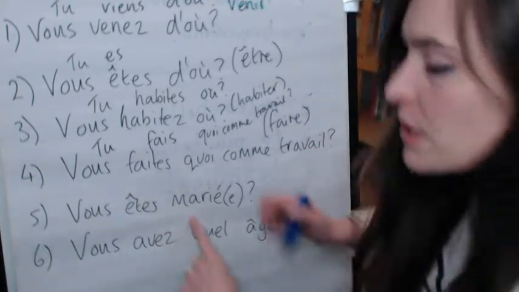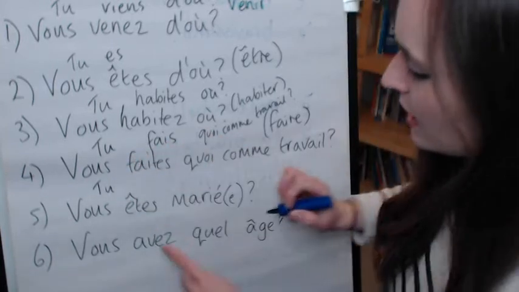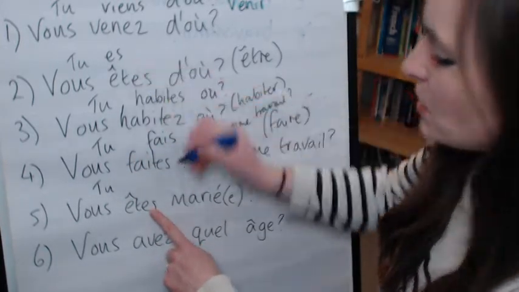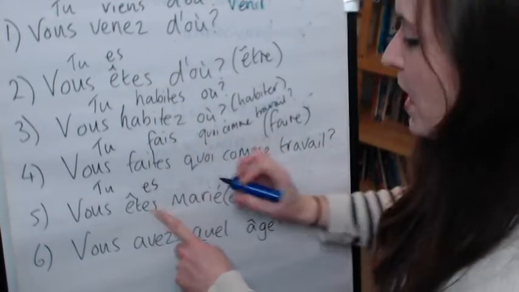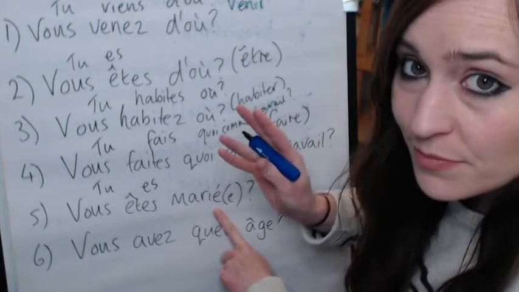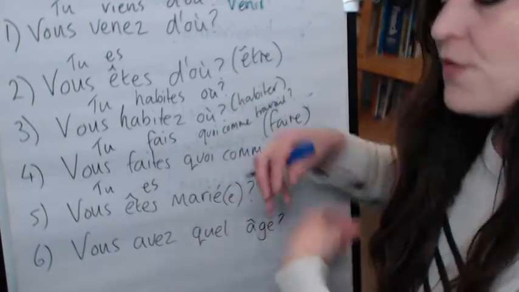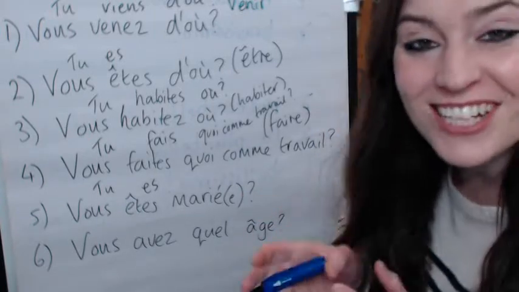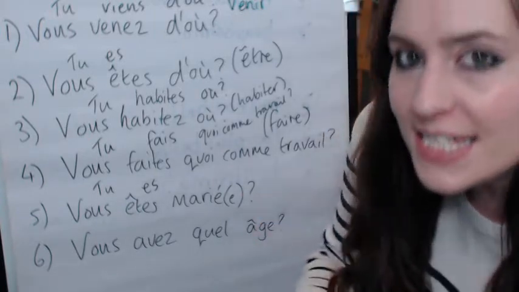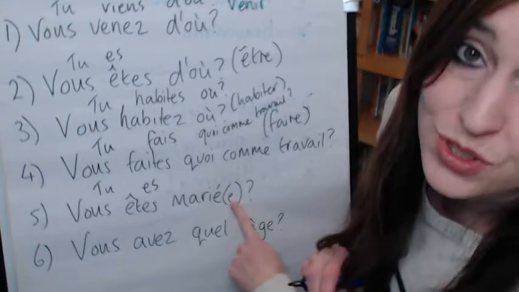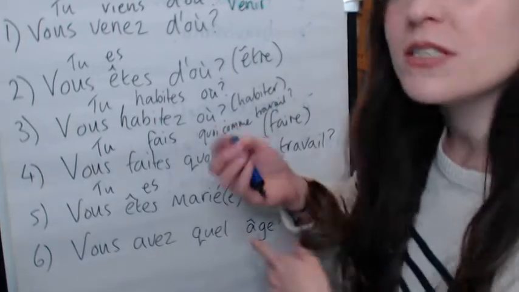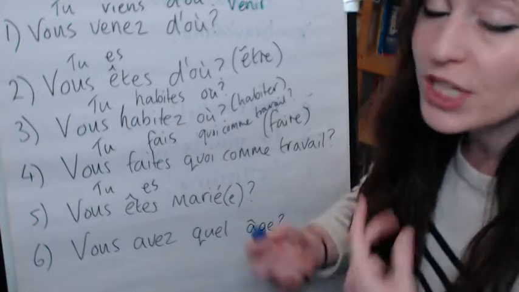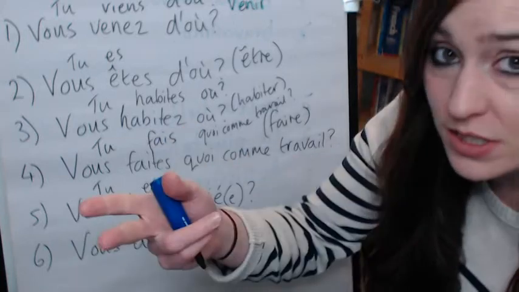So, are you married? You are married becomes tu. So there's the verb être, which we changed to es. Tu es marié stays the same. If you're asking someone in a text, you never know, or an email in writing, and you're asking a lady, you would add an extra e onto marié because adjectives agree in gender and number with whoever you're asking.